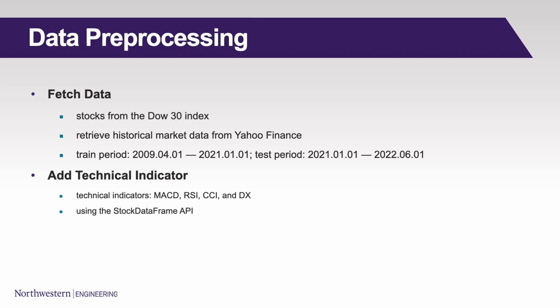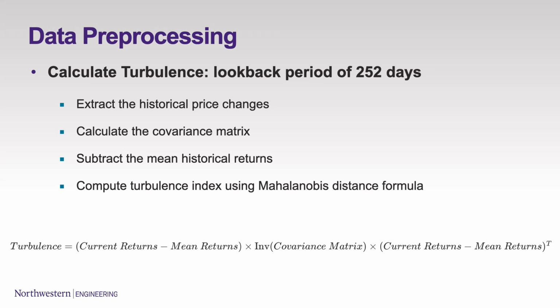After fetching the data, we integrate several technical indicators into our dataset. Specifically, we are using MACD, RSI, CCI, and DX. Each specified technical indicator is calculated using the stock data from the API. Also, we calculate market turbulence to measure the instability of the market.